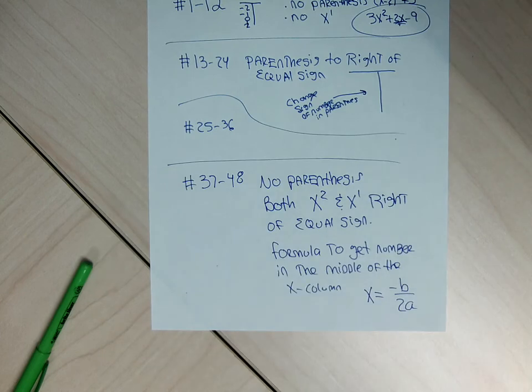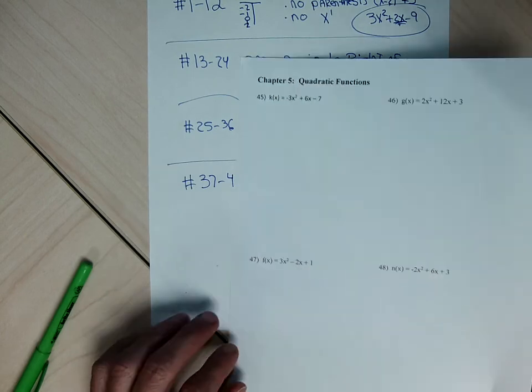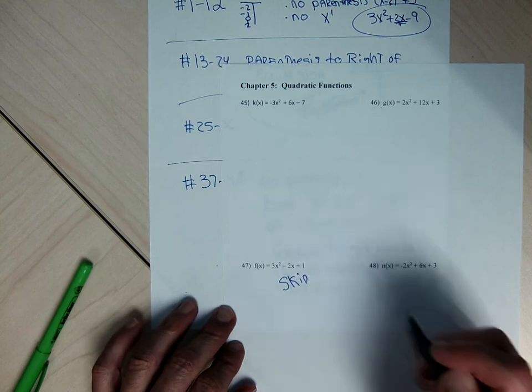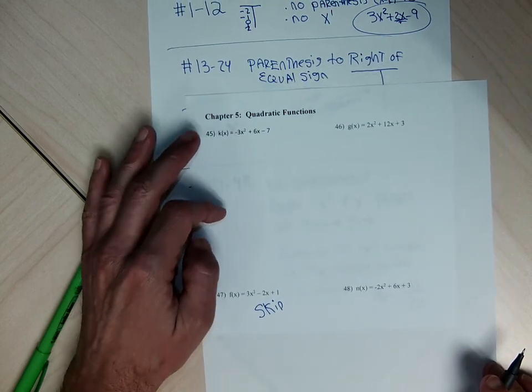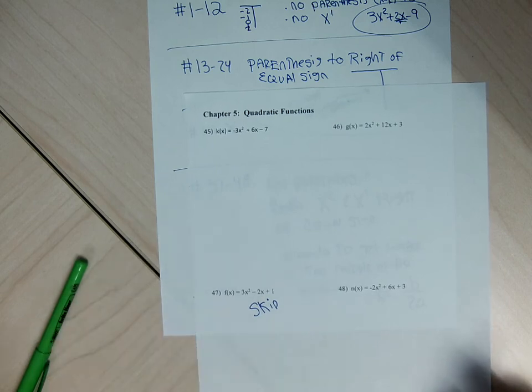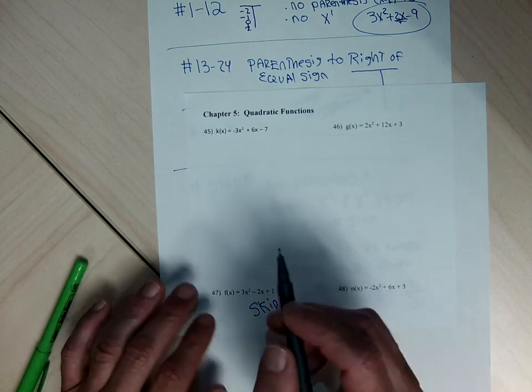Just a few more problems. We'll definitely skip 47 because the vertex would be a fraction and this would be a disaster. Why don't you try 45? Maybe I'll just get you started on 45 with the table, and then we'll just end the section. I won't finish the graph.